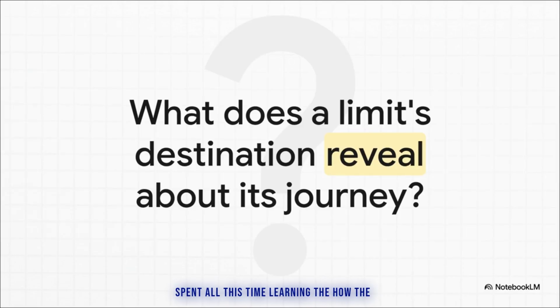So, we've spent all this time learning the how, the practical steps to find a limit's destination. But that leaves us with a bigger question to chew on. Whether that destination is a simple number, like 2/21, an explosive blast towards infinity, or a hidden value you had to uncover from 0/0, what does that final destination truly tell you about the story of the function? What does it reveal about its journey as it gets infinitely close to that one special point? Now that is something we're thinking about.